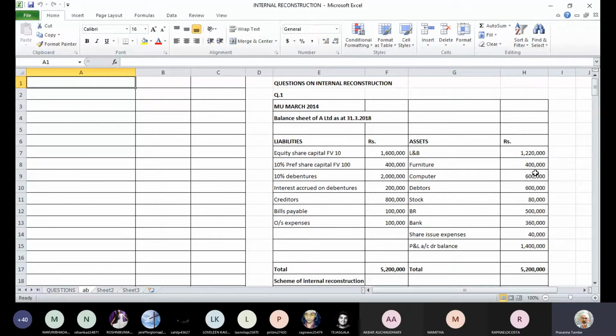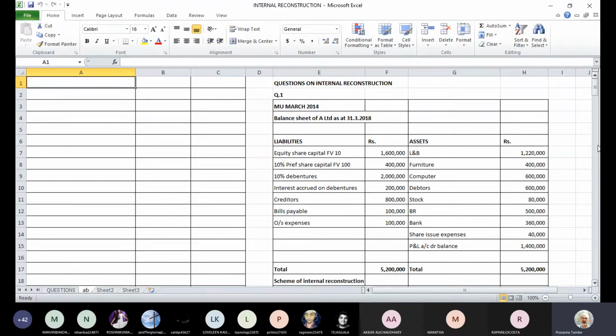We are given the balance sheet of A Limited on 31st March 2018. It has got fixed assets like land and building, furniture, computer. Data, stock, these are current assets. Bank, you have bills receivable also. Bank balance is there, and there are a couple of items which are fictitious assets which do not have any value on realization, such as share issue expenses or debit balance in profit and loss account.